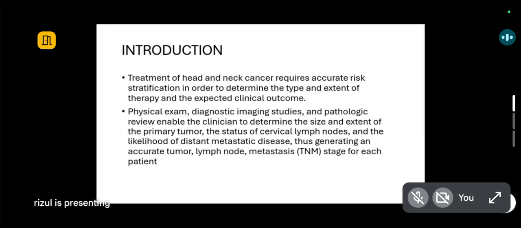Likewise, treatment of head and neck cancers requires an accurate risk stratification in order to determine the type and extent of therapy and the expected clinical outcome, where we do the physical examination, diagnostic imaging studies, and pathological review to enable the clinician to determine what is the size and extent, what is the status of lymph nodes, and what is the likelihood of metastatic disease. Thus, we generate an accurate TNM staging for each patient.